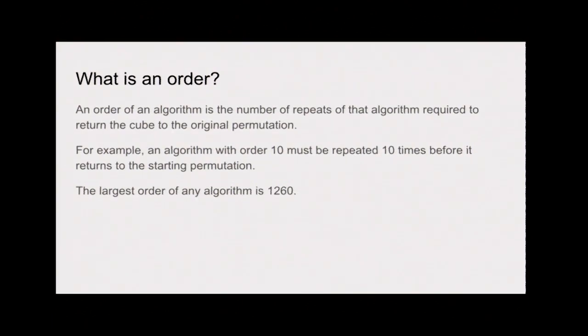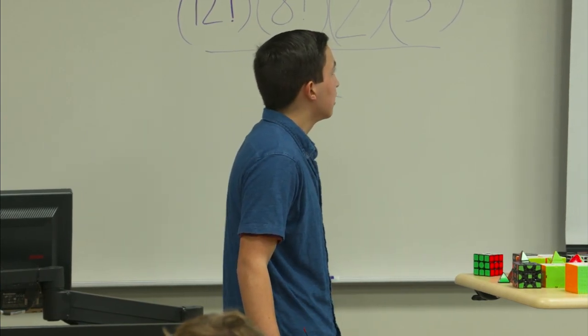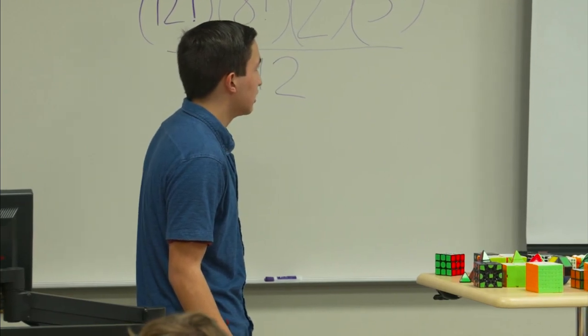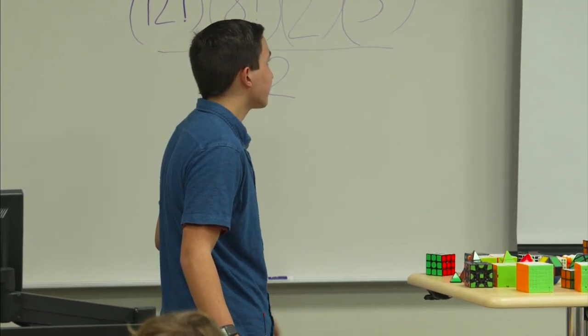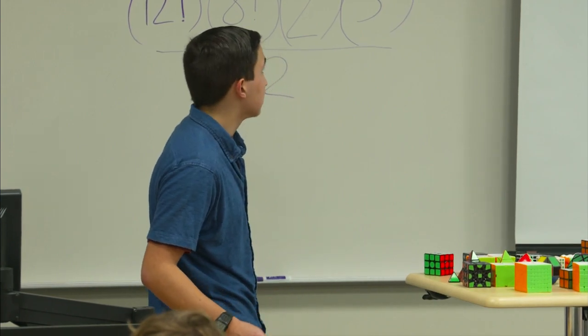For example, an algorithm with order 10 must be repeated 10 times before it returns to the starting permutation. And the largest order of any algorithm is 1,260. So there's a proof for this. In fact, it's really complicated. I'm not going to go into it, but there is a proof for this. That's what an order is, and let's look at some examples here.